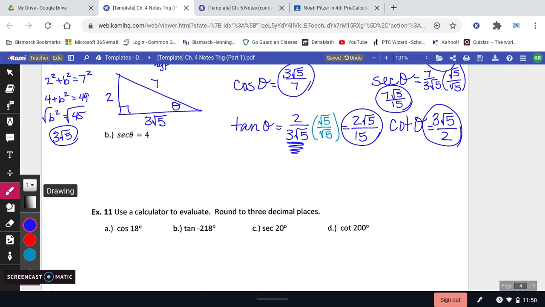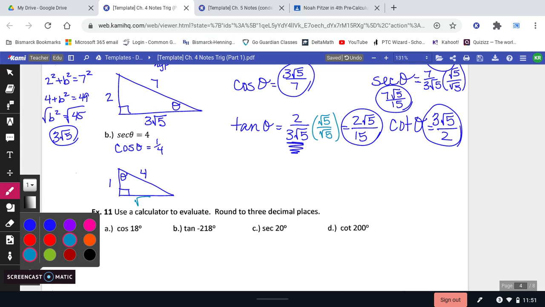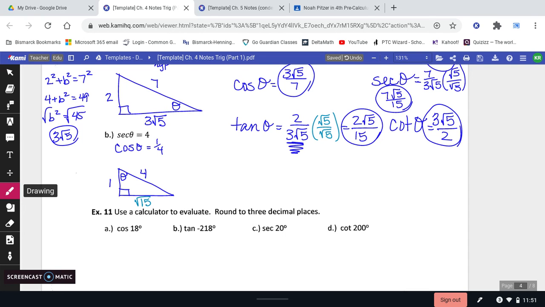B, secant is 4. Okay, well, secant is the reciprocal of cosine. So if secant is 4, cosine is 1/4. So you might want to think of it in that respect. So cosine is adjacent over hypotenuse. So I'm going to let the 4, well, the 4 is the hypotenuse. The adjacent side, I'm going to call this 1. So if that's adjacent to theta, that means theta is here in this corner. Okay, then you can do your Pythagorean theorem, and the third side ends up being square root of 15, and then you can go through and do your 6 trig functions.